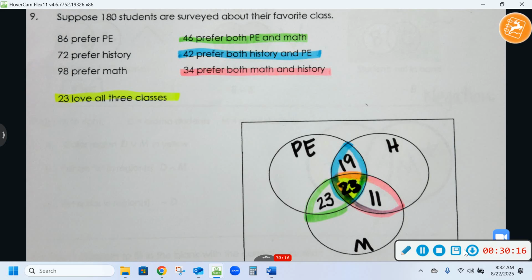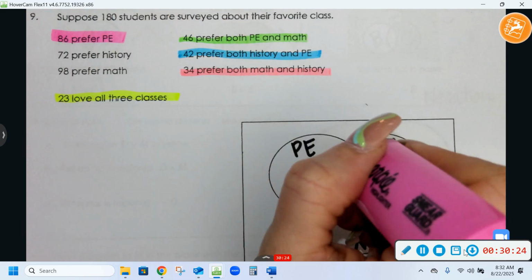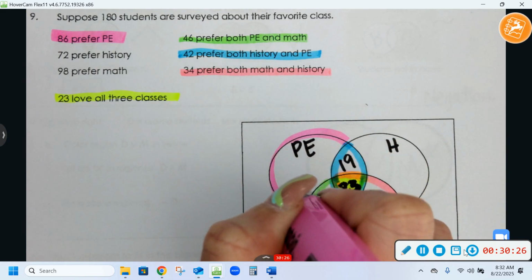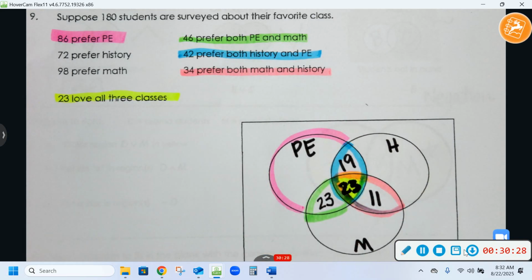All right. PE, there's 86 total that need to be in the PE circle. So right here, 86 prefer PE. I already have 19 and 46 in that circle. So I'm going to say 86 minus 46. So that's 40. Minus 19 more. What's that going to give me?